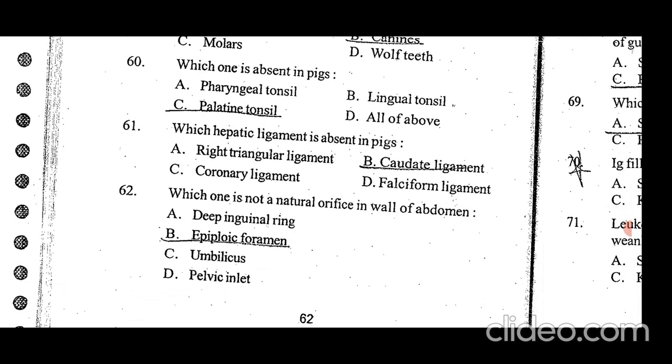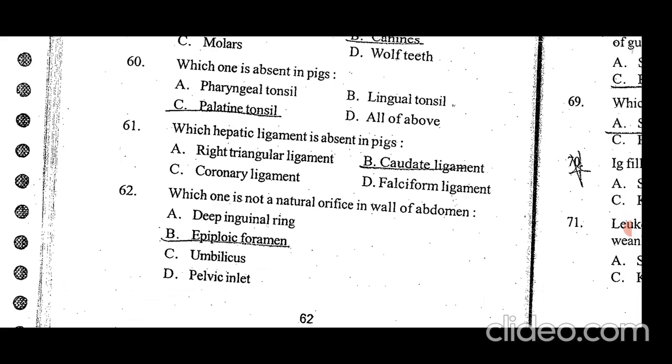Which one is not a natural orifice in the wall of the abdomen? Epiploic foramen. Epiploic foramen is not a natural orifice in the wall of the abdomen.